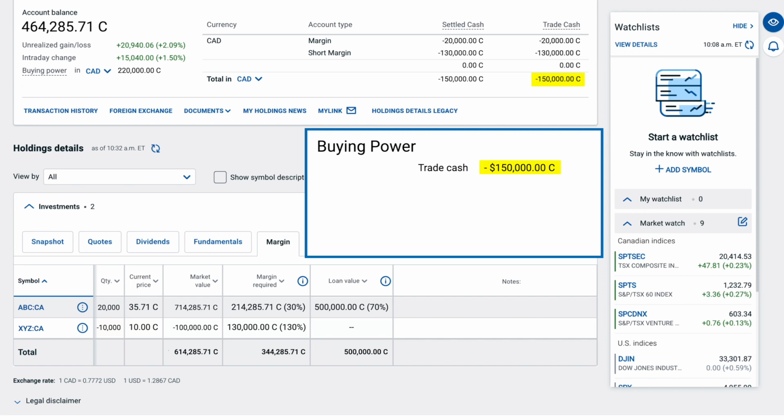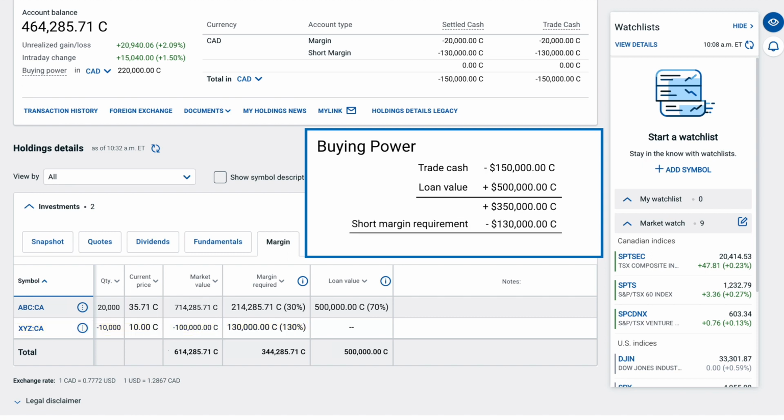In this case, we have a negative cash balance of $150,000. The overall loan value is provided here as $500,000. We add these two numbers together, negative $150,000 plus $500,000, which equals $350,000, and then subtract the margin required for any short positions. We have a short position on stock XYZ worth $100,000. With a 130% margin requirement, that means the short margin requirement is $130,000. We subtract this from $350,000 and we get a buying power of $220,000.